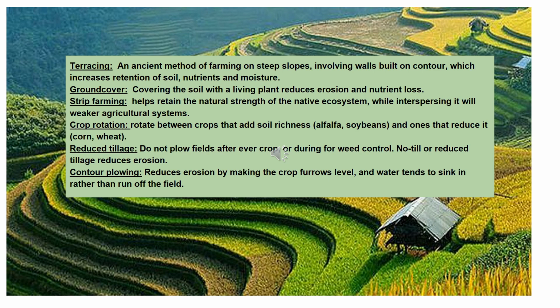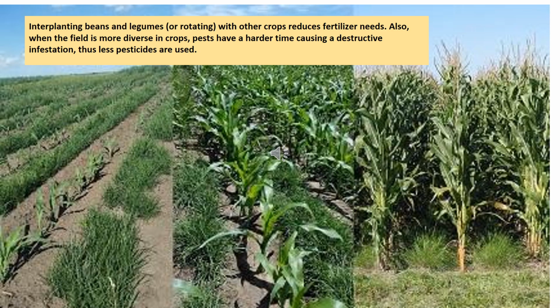Here are 6 methods that can be used in regenerative agriculture that are soil building practices. Interplanting beans and legumes with other crops like corn, as you see in these pictures, can really help. It adds diversity, and because it's a more diverse field, pests have a harder time completely obliterating it or infesting the whole field, so less pesticides have to be used. That's one example of how a polycultural system will help reduce use of fossil fuels, energy, and toxic chemicals.